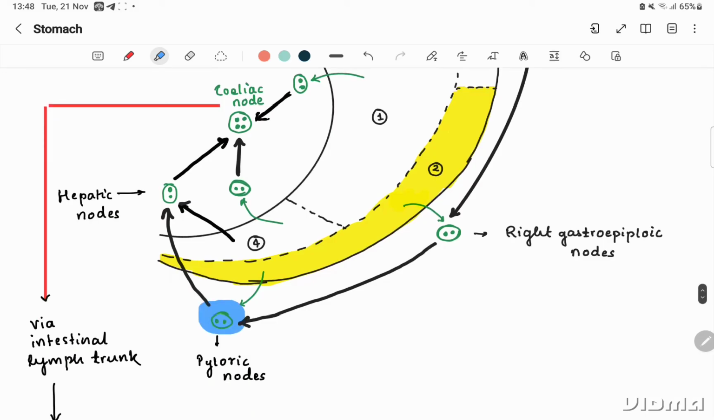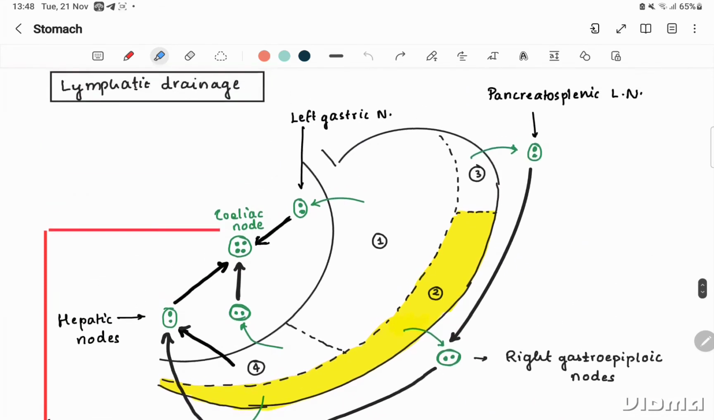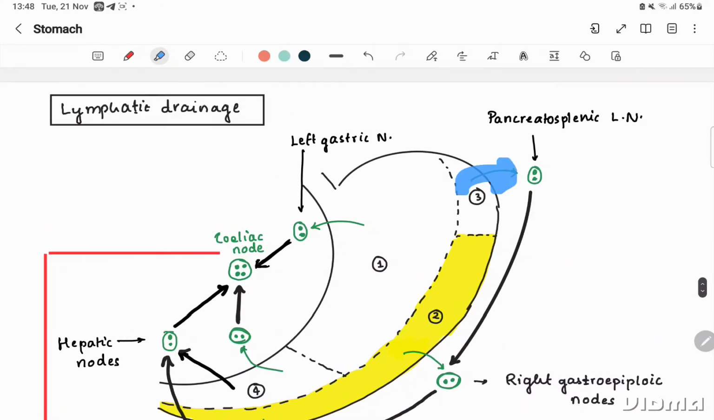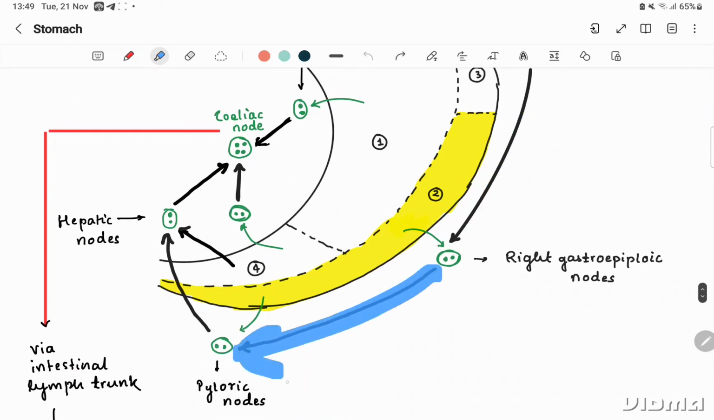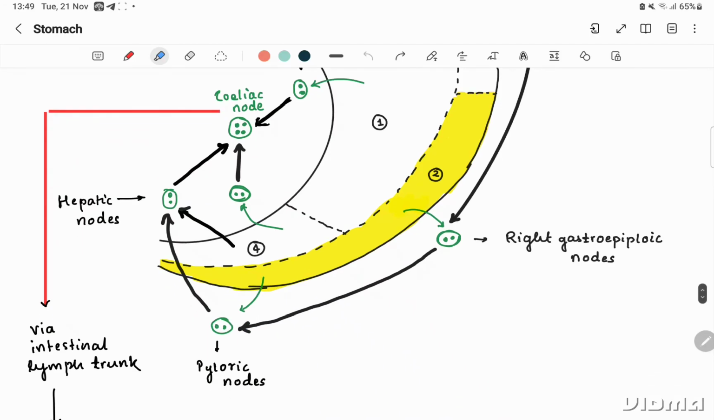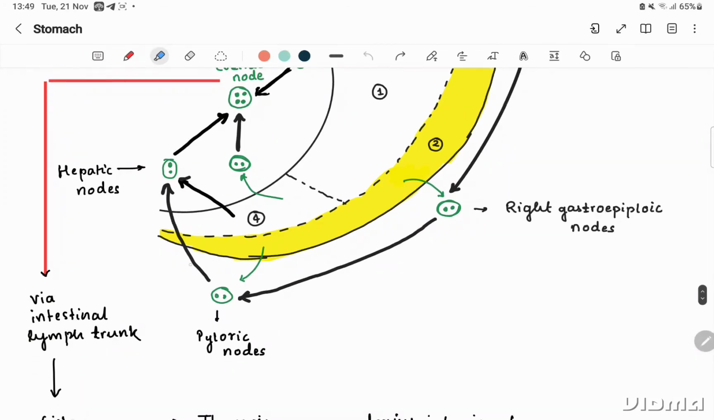From the second part, we will have your right gastroepiploic nodes, and from the third part we have your pancreaticosplenic lymph nodes. These pancreaticosplenic lymph nodes drain into the right gastroepiploic nodes, and the right gastroepiploic nodes drain into pyloric nodes. The lymph can also drain directly into the pyloric nodes. And from the pyloric nodes, the lymph is again drained into hepatic nodes.